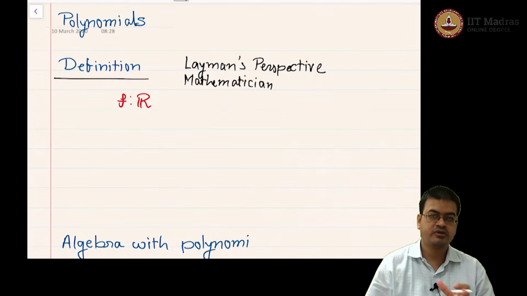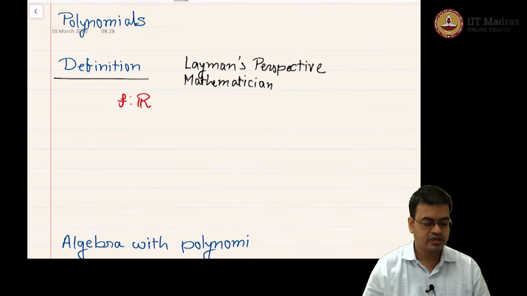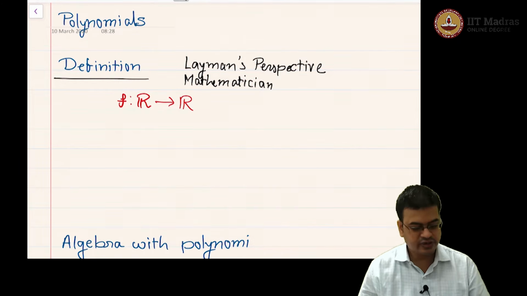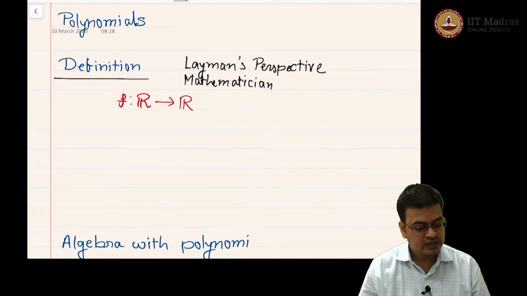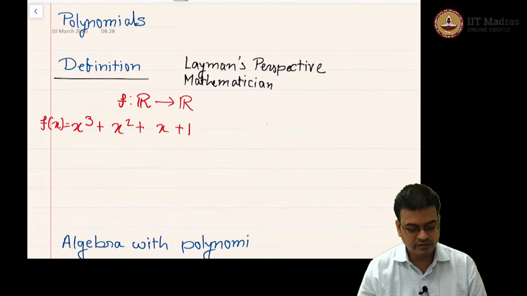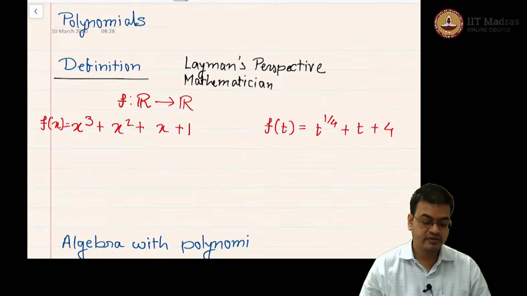So when I am talking about a polynomial, a mathematician is always assuming that the function goes from R to R. In that case, the mathematician will call x cube plus x square plus x plus 1 a polynomial. This is, let us say, f of x. But he will not call f of t equal to t raised to 1 by 4 plus t plus 4 a polynomial. Why will he not call it that?